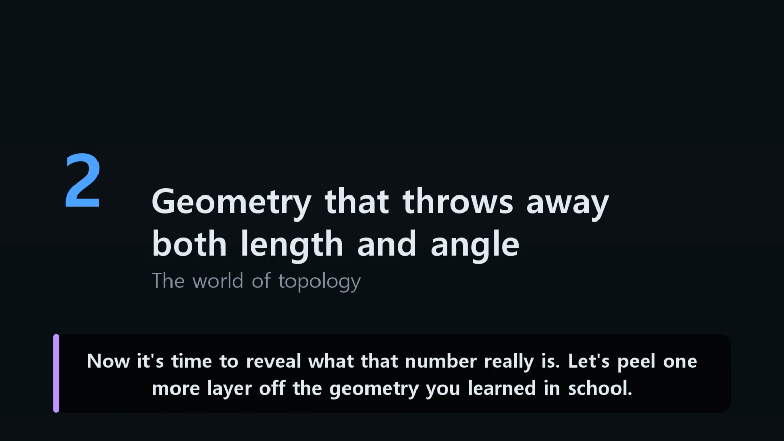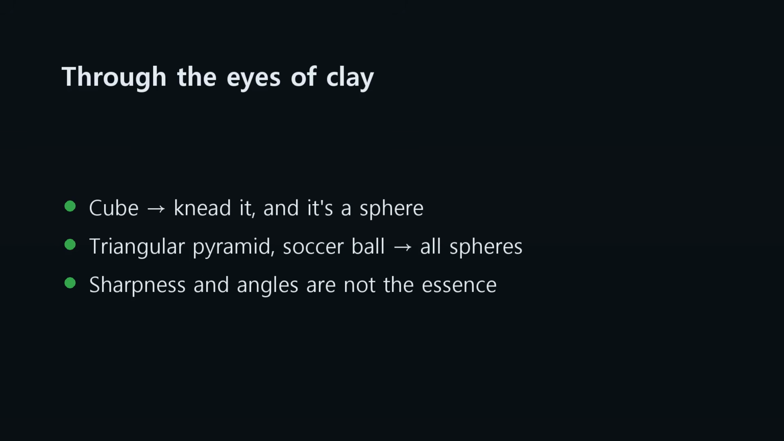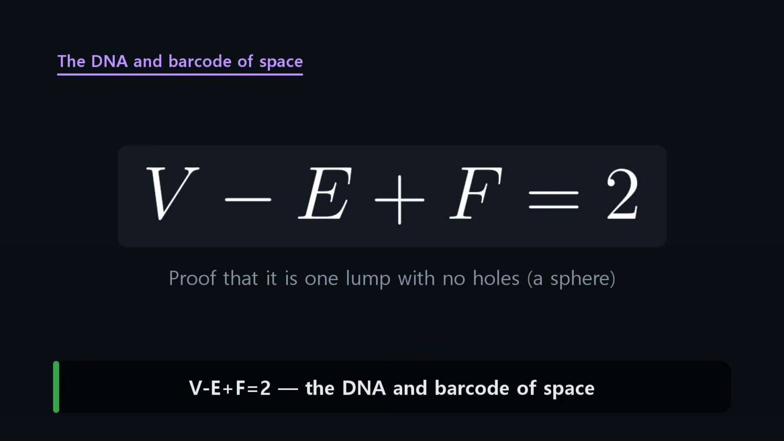Now it's time to reveal what that number really is. Let's peel one more layer off the geometry you learned in school. Topology has just one rule. If you can knead one thing into another without tearing it or punching a hole, they are essentially the same. Seen through these eyes, a cube is just a sphere. A triangular pyramid, a soccer ball, in the end they're all spheres. This equation isn't a formula about sharp corners. It's the DNA of space, a barcode engraved with the fact that this is one lump with no holes.